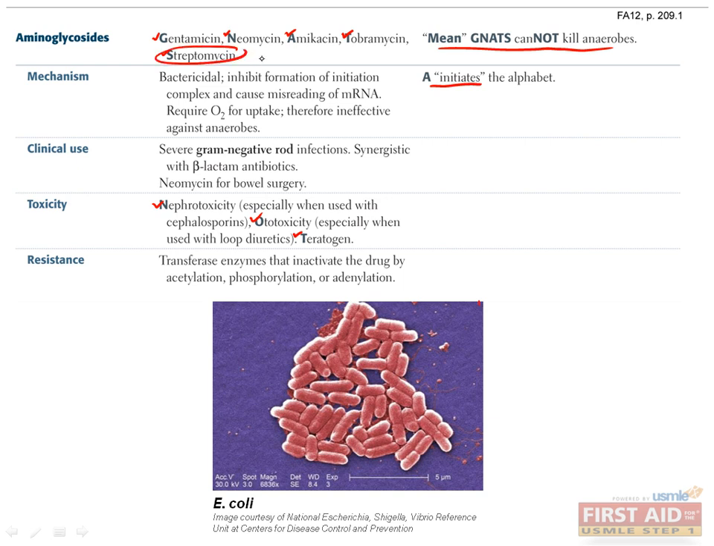Streptomycin was the first drug effective in treating tuberculosis, but due to toxicity and inconvenient route of administration, it is now mostly only used for multiple drug-resistant strains.